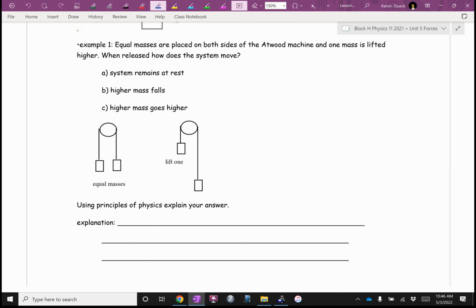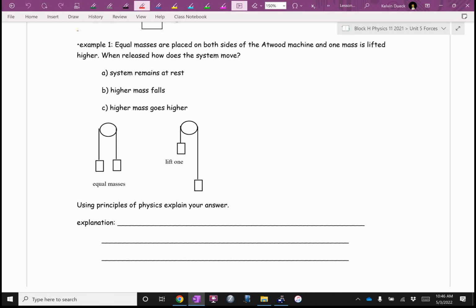So here's our situation. We start out with two identical masses. We raise one to here, and we let it go. What's going to happen? A, the system remains at rest. Nothing happens. B, the higher mass falls. Or C, the higher mass goes higher. Once again, we're going to vote. How high you hold your hand up is how sure you are of the answer.